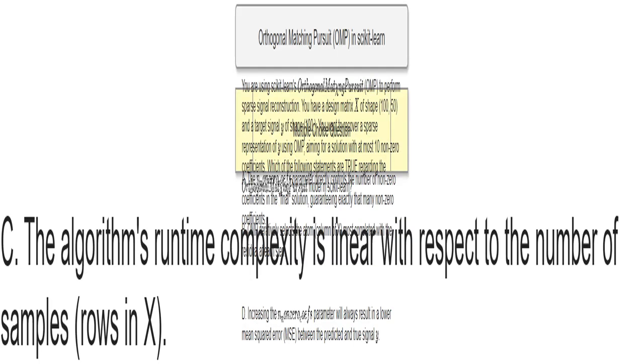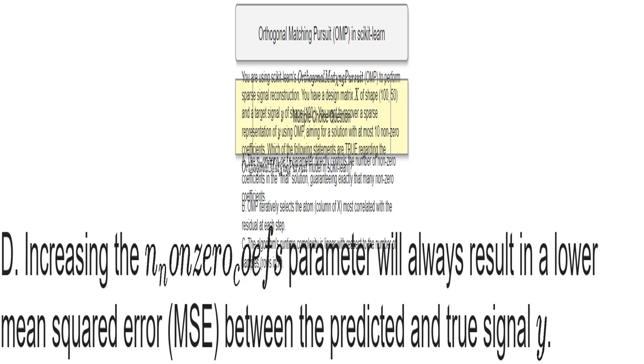This is false. The runtime isn't just about the number of samples, rows. It also depends heavily on the number of features, columns, and the desired sparsity level, the number of atoms used. It is more of a polynomial complexity. That's also incorrect. While adding more atoms can improve the fit, reduce MSE, it isn't guaranteed. Overfitting can happen. You might match the noise and not the signal.